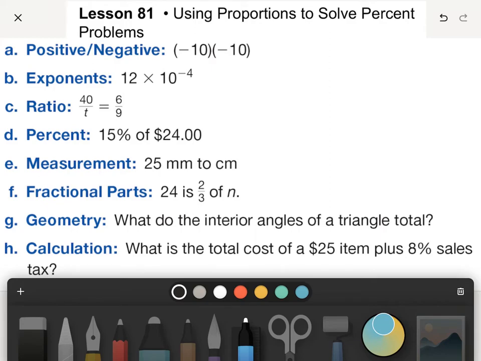Mr. Fletcher? When you multiply two negatives, you get a positive, right? Correct. So really it's 10 times 10. Because technically that's what I did on my math test. Excellent. Then you did it correctly.